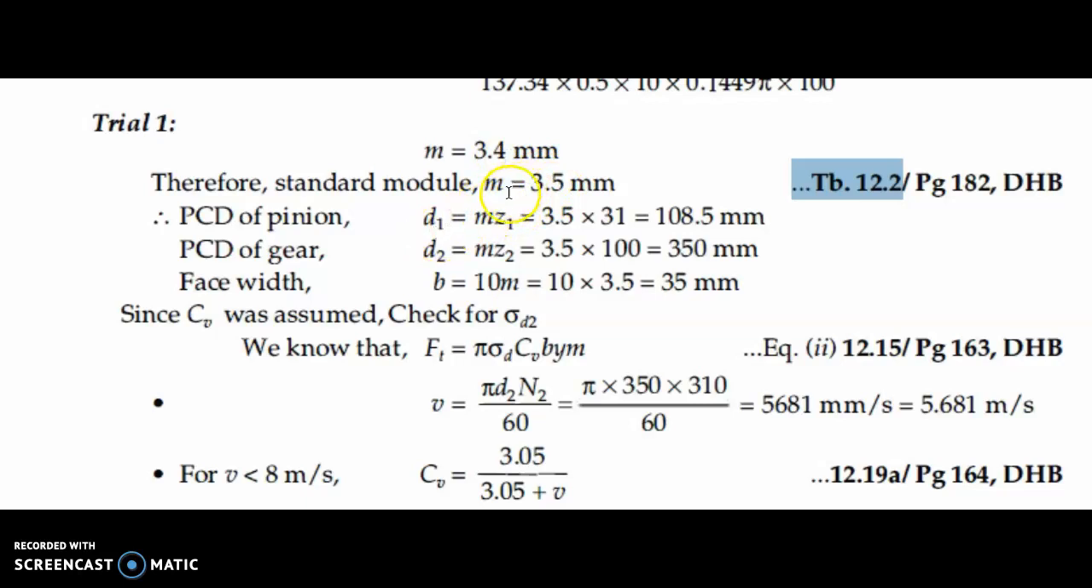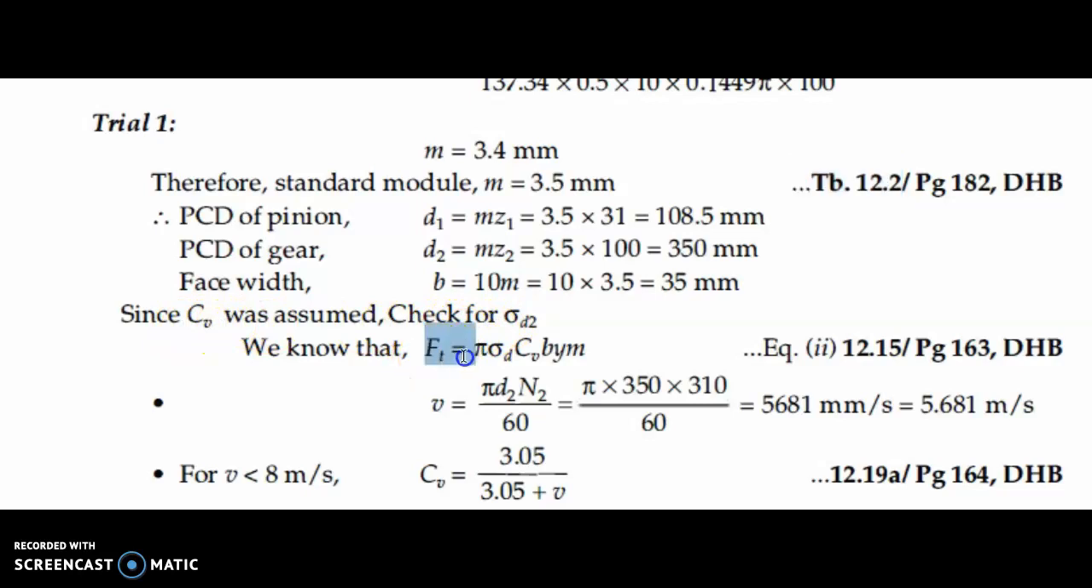Then using this equation, we already know that the module is the ratio of diameter to the number of teeth. So using that equation we can find the values of d1 and d2. Also the face width, which we already calculated as b is equal to 10 into m. So we can find d1, d2 and b. Next we can check the value of sigma d2, with Cv assumed.